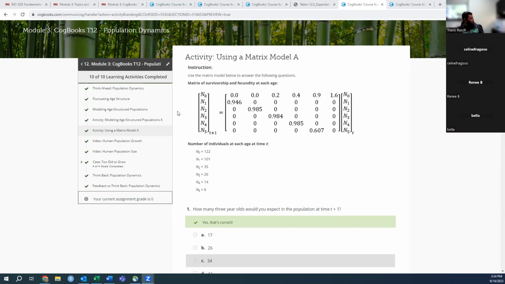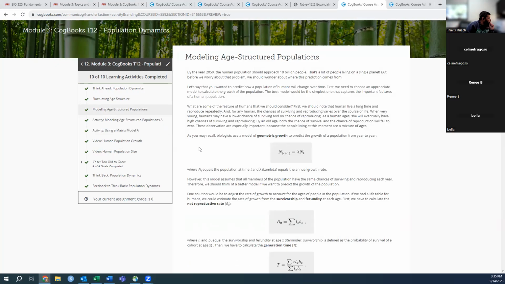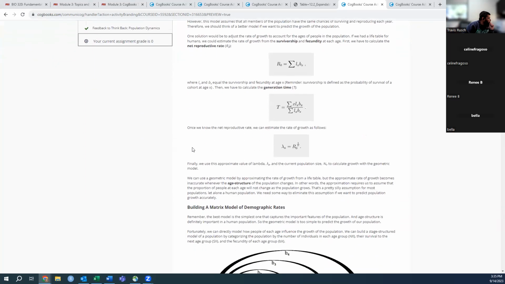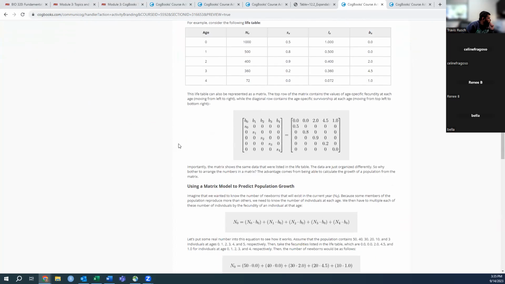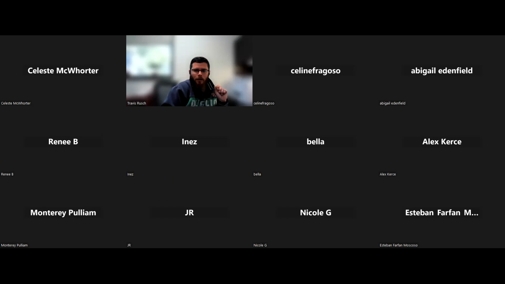It's under T12, the subtitle, Using a Matrix Model to Predict Population Growth. Let me see if I... T12. Modeling Age-Structured Populations, that one. Okay. And then scroll down to Using a Matrix Model to Predict Population Growth. And it's the first big long formula. Every one of those is zero. Yeah, let me share that screen. I believe that is a typo.